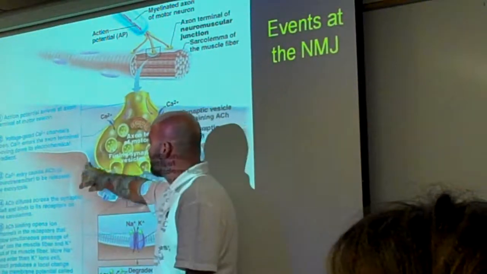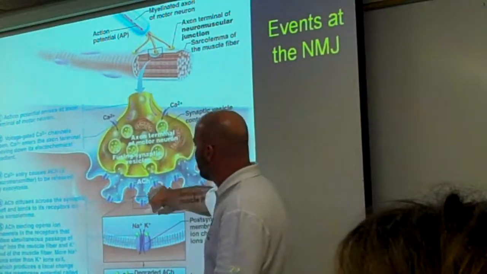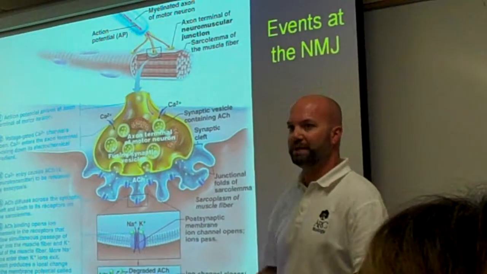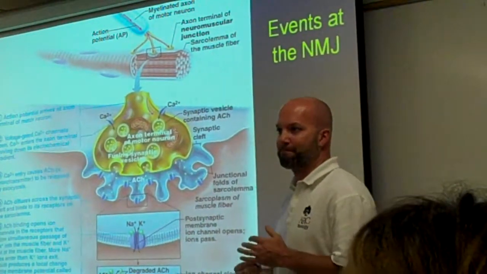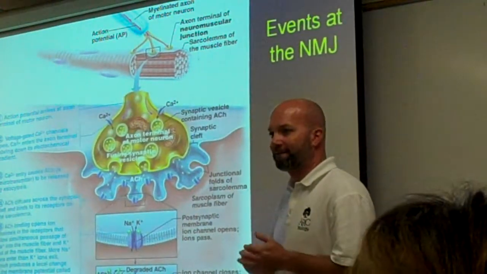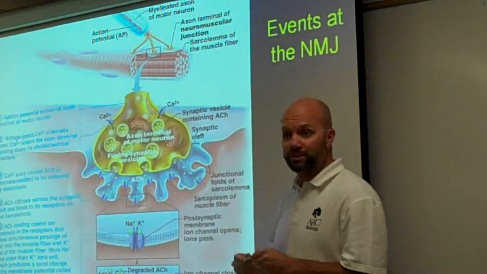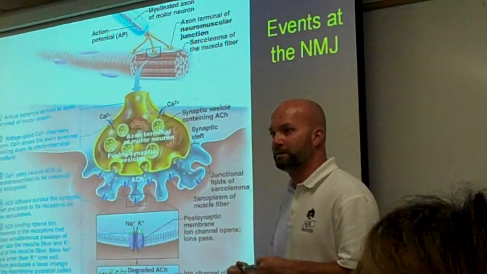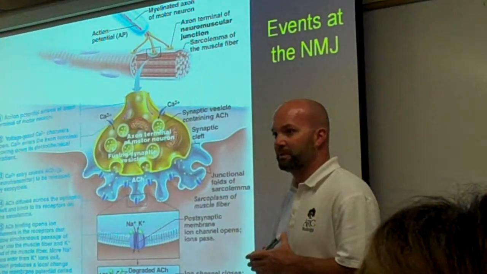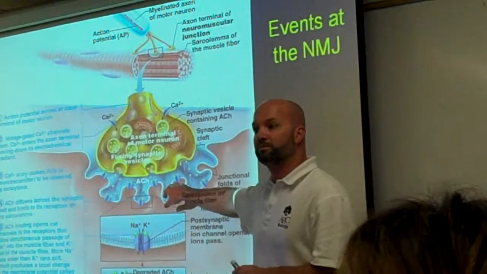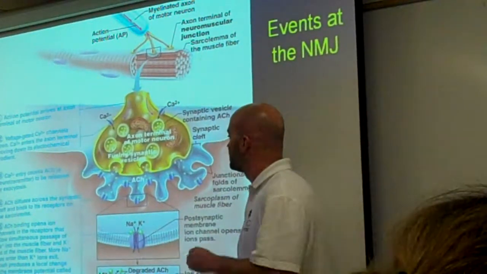So what's the name of this postsynaptic membrane? Motor end plate. So it kind of has two names? Kind of. One's generic, one's specific. One is the brand name, one's generic. Because if it was another neuron, it wouldn't be motor end plate. Yeah, it would be the postsynaptic.